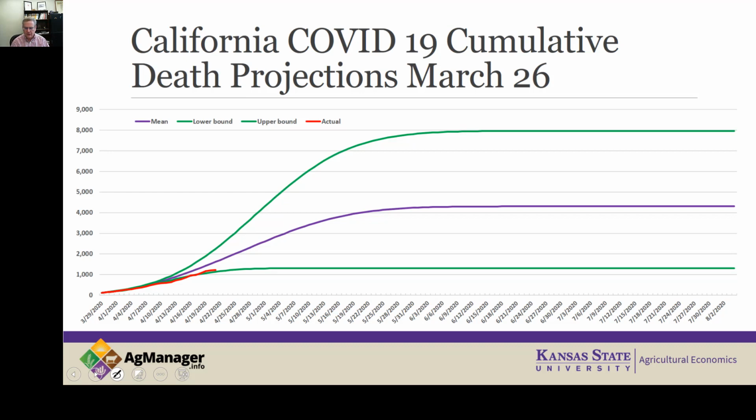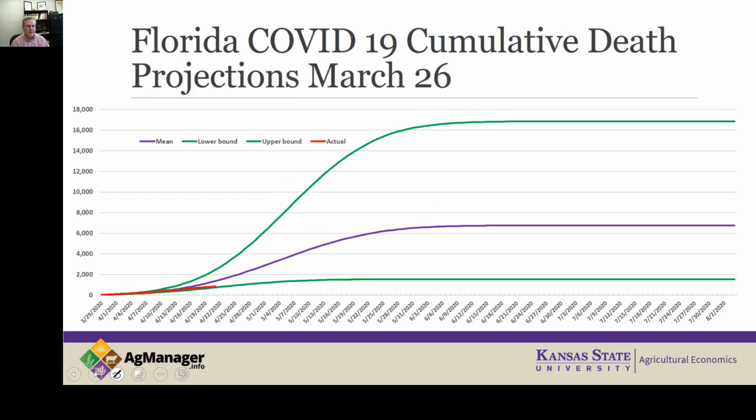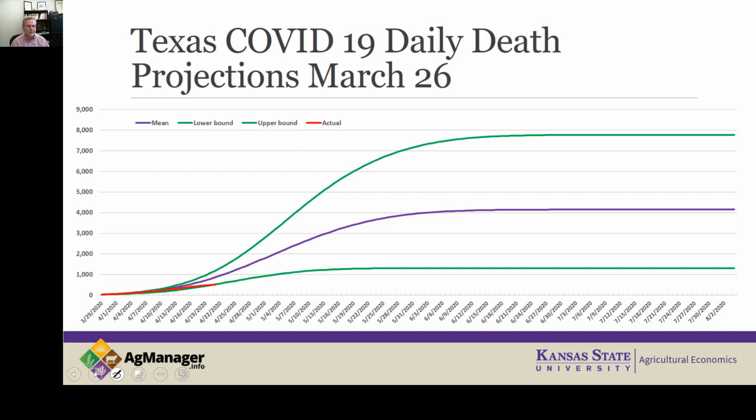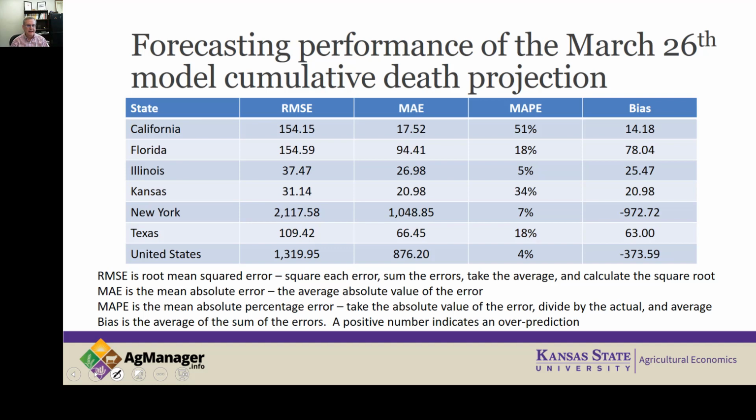California, it looks like the actuals have followed more the lower bound. Same in Florida. And then if you look at Illinois, in some respects, the actual situation has followed fairly closely to the original March 26 projections. And then you look at Texas. Again, Texas is following more along the lower bound as opposed to the mean projections.